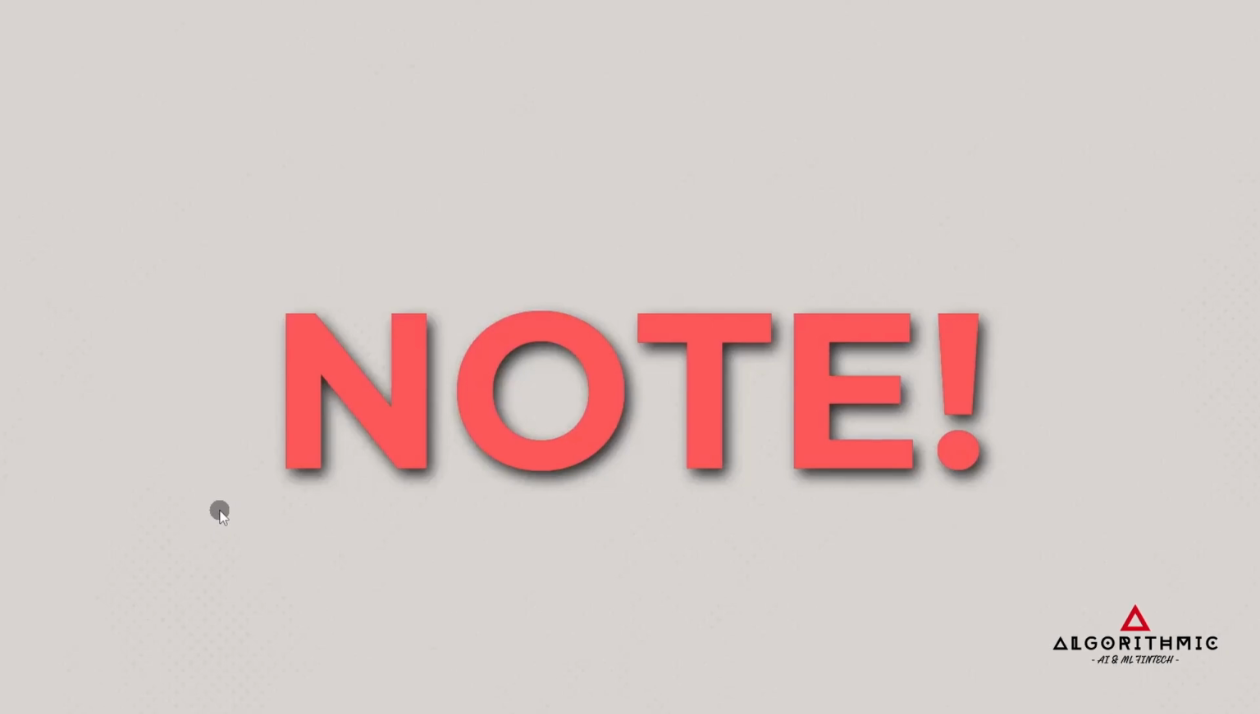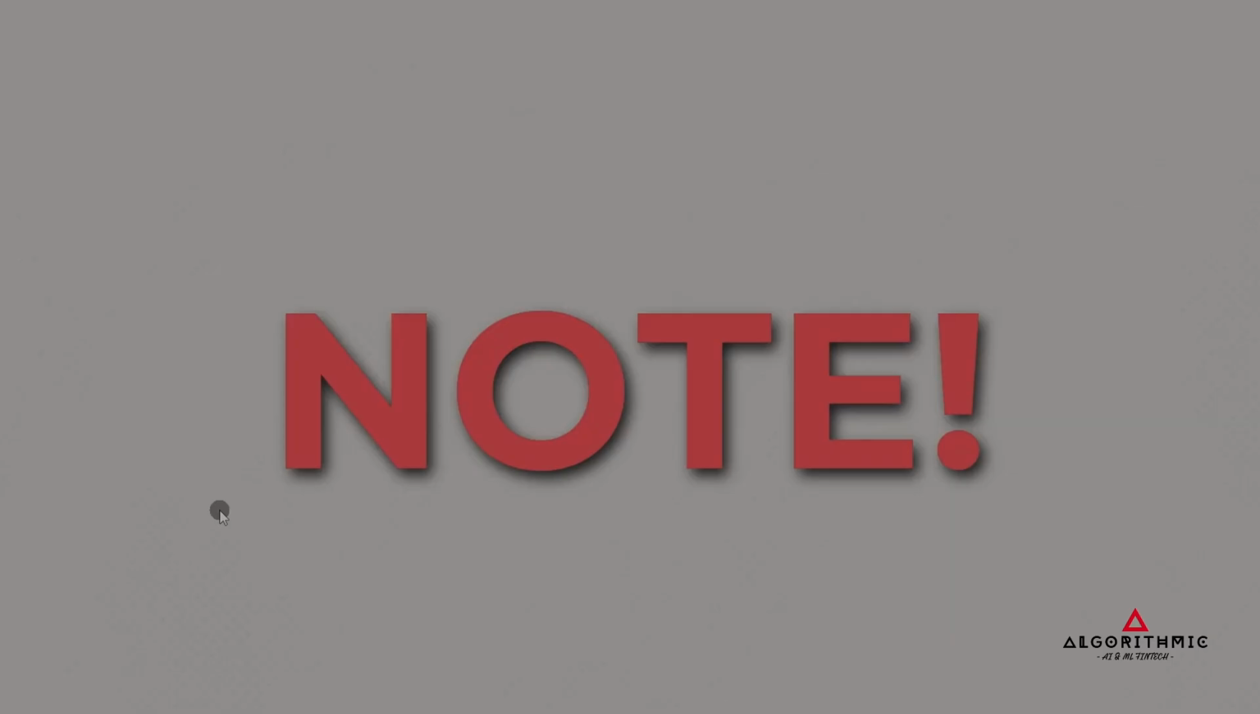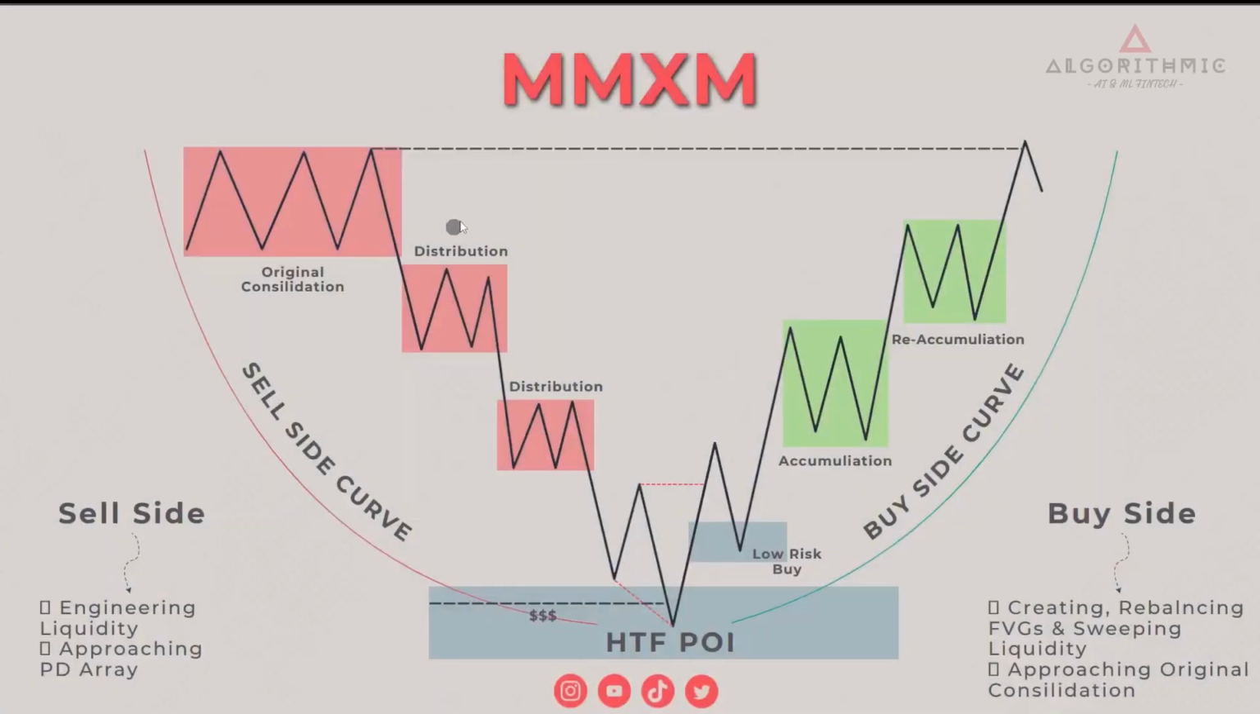Now, one note before we go into the video is that we're going to be explaining the buy model. If you want the sell model, we'll just do the opposite. Flip it upside down and you have a sell model. We're going to be focusing on a buy model, not to waste any more time. So MMXM, in this case, market makers buy model, we're buying from here and we're going up from here.